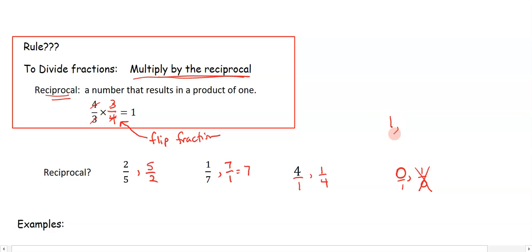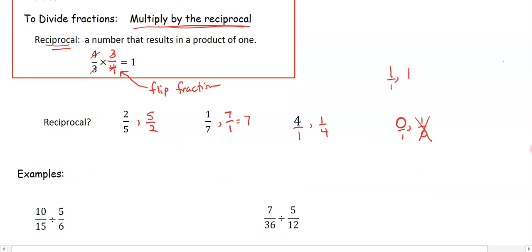And here's another interesting point. What's the reciprocal of 1? So take the reciprocal of 1 and you get 1 over 1, which just becomes 1. So another interesting point is 1's reciprocal is itself. So therefore, multiplying by 1 is the same as dividing by 1. They are the same thing, right? They don't change the question.